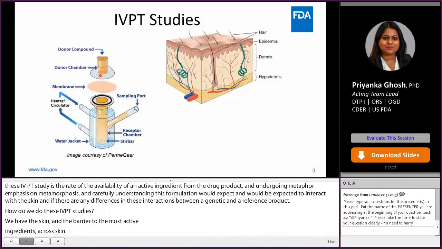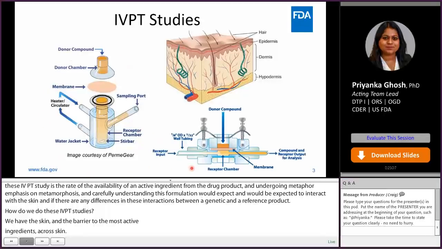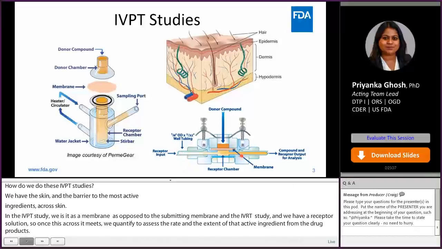So once the API permeates across the skin, we collect the receptor solution, we quantify the receptor solution to assess the rate and extent of bioavailability of the active ingredient from the drug product. Now, in addition to this vertical diffusion cell system, a flow-through diffusion cell system is also often used for designing validated IVPT studies. In this case, you have a continuous flow of the receptor solution below the skin compared to the static receptor solution in case of the vertical diffusion cells.